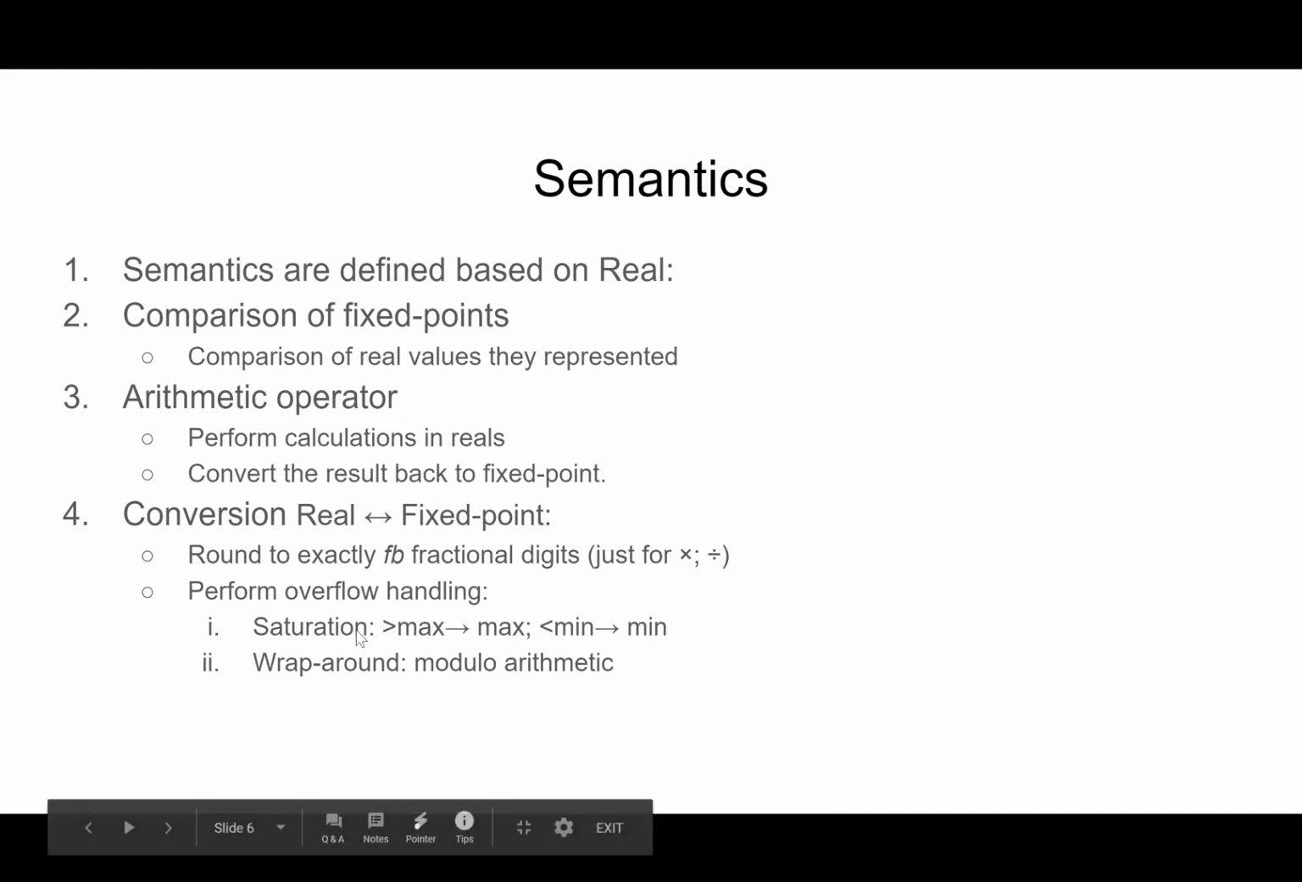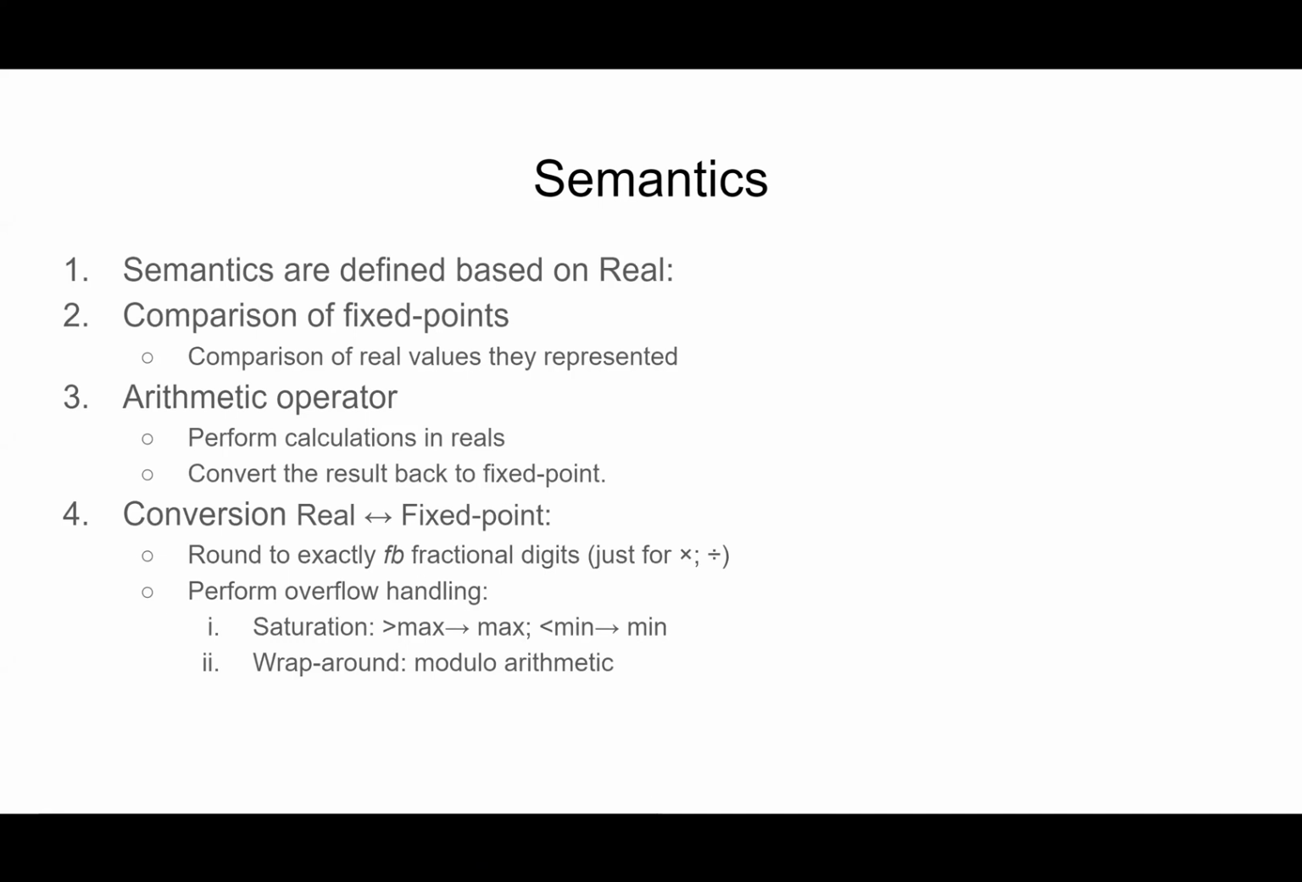Firstly, we have to round it to exactly FE fractional digits, and then we perform overflow handling. We have two overflow modes. Saturation means if it's outside the bound, just put it at the bound: greater than max, it will be max, and less than min, it will be min. Wrap around means we do modulo arithmetic, like that of integers.